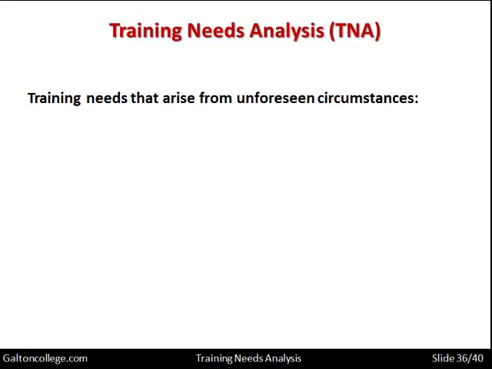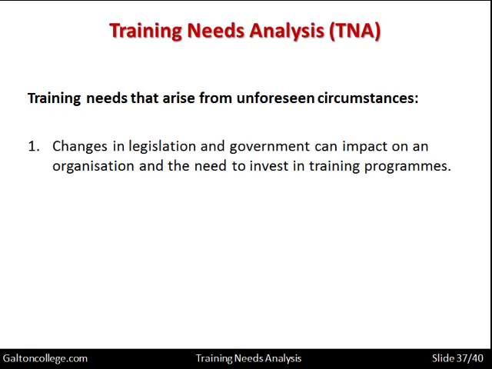Now, training needs from unforeseen circumstances. Well, changes in legislation and government can impact on organisations and the need to invest in training programs. Generally speaking, companies know that the government's considering a change in the law. Governments announce it a long time in advance, and to get legislation passed takes some time. It has to go through the Parliament, and it has to be drafted, and it has to be debated, and so on.